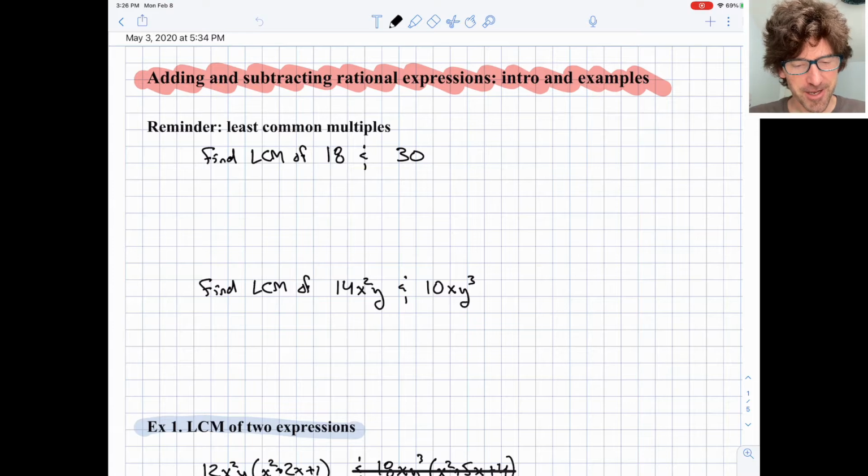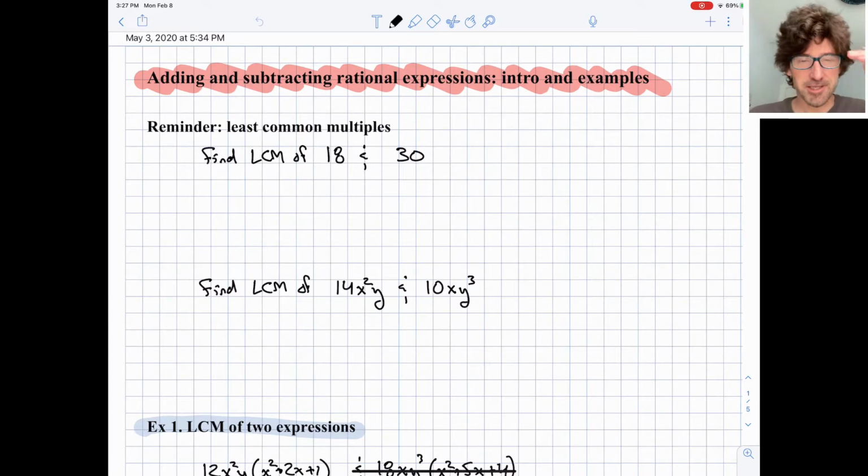But before we do all that, let's do a quick reminder about what least common multiples are. The least common multiple of two numbers is the smallest number that each of your given two numbers evenly divides into. For example, the least common multiple of 5 and 6: what's the smallest number that both 5 and 6 evenly go into? It's going to be 30. But it won't always be simply the product of those two numbers.